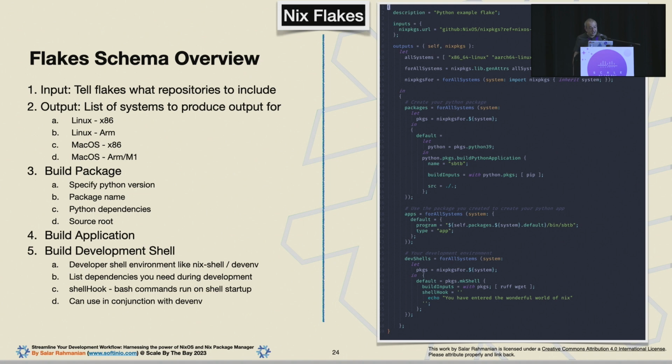Going further down, looking at the dev shells part of this flake, this is where you define your local development environment. This is the same as Nix shell that I showed you earlier. To be consistent with my earlier examples, once you enter the dev environment using this flake, you'll have ruff and wget as your dependencies as specified in the build inputs array. And the echo statement that I put in there will be printed on the screen once we enter this shell, as I've added it to the shell hook.